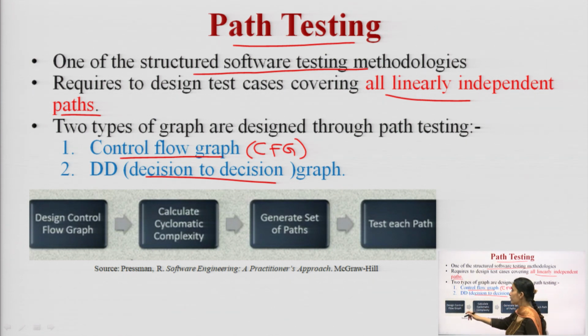So, the steps are, first I will design the control flow graph. After designing the control flow graph, I will write the DD graph and then I will calculate the cyclomatic complexity. Once I am done with the cyclomatic complexity, I am in a position to know how many test set paths there are, how many independent paths my program can follow, and every program is tested as per these paths.